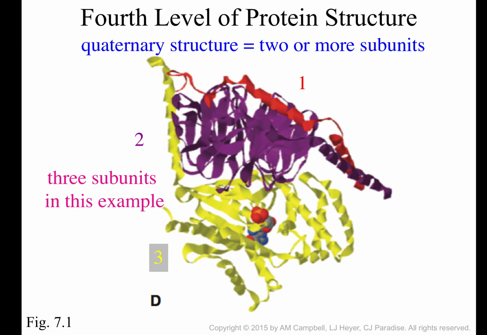Not all of cells' proteins have quaternary structure. Some stop at tertiary structure, just one chain folded up, and then it goes and does its job. But many have many chains, and some are very complicated.